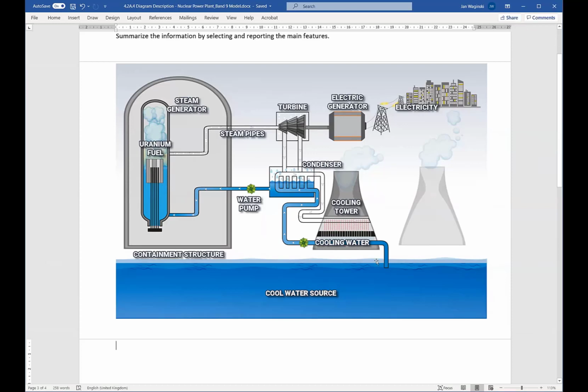The water. There's a process involving water. Okay. This water is actually used to cool the fuel, whatever is there in the steam generator. And then this water goes back to the reservoir.